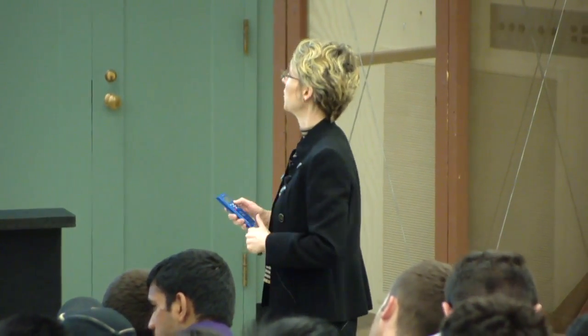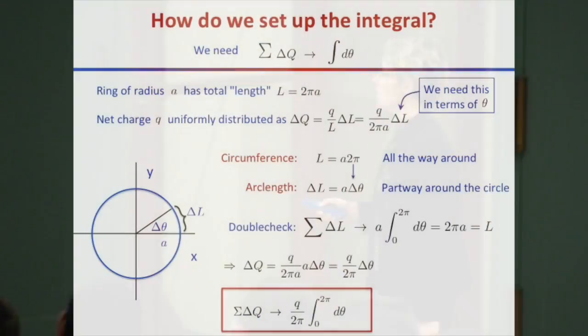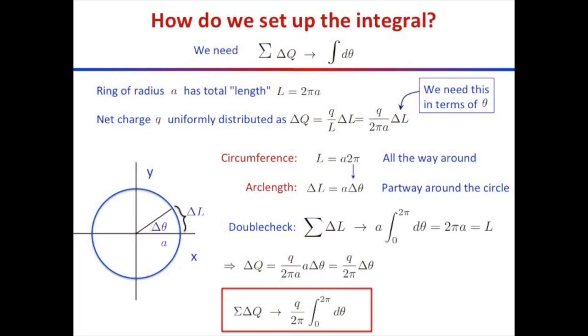I'm just making sure that I know how to take this summation. I need the summation of delta q's converted into an integral over angles. So the delta q, we said, was, from what we've done before, total charge divided by total length. Total charge here is q. Total length is 2 pi a. And then the delta L, we said, needs to be A delta theta. So combining all that together, the A's cancel, and I get that big delta Q is Q over 2 pi delta theta.